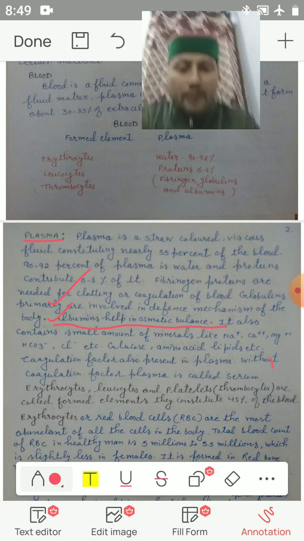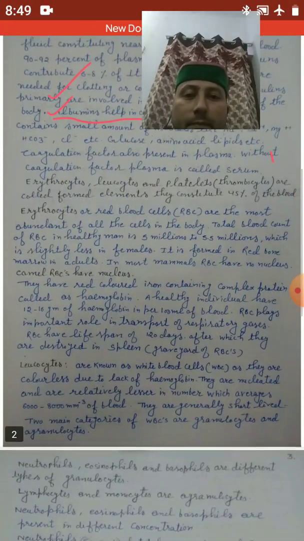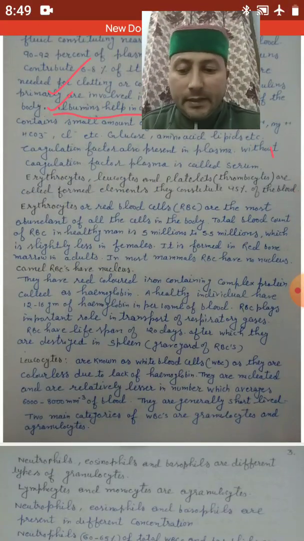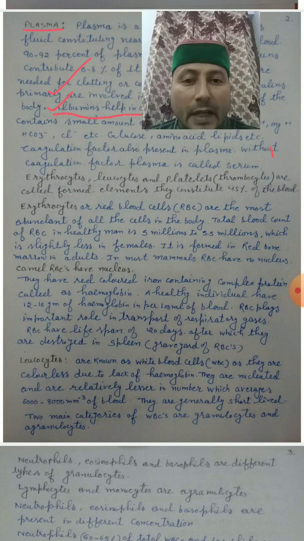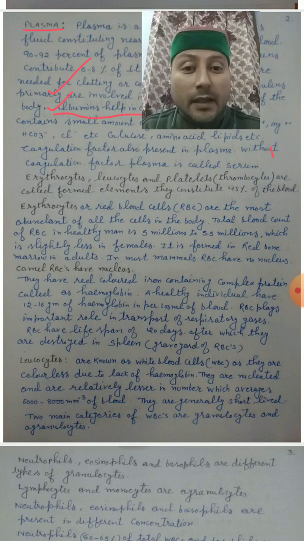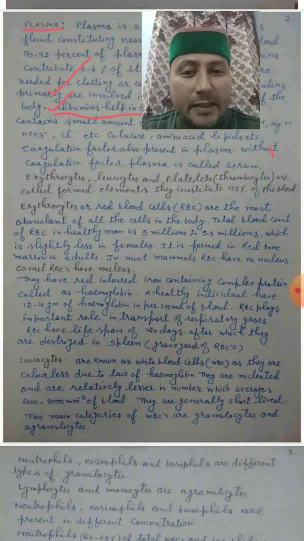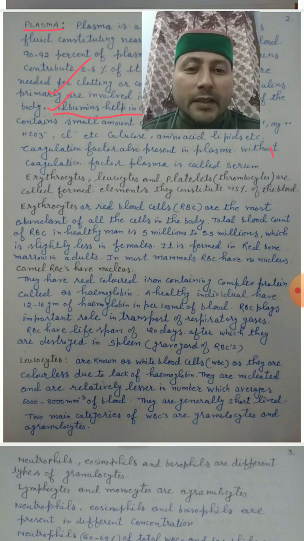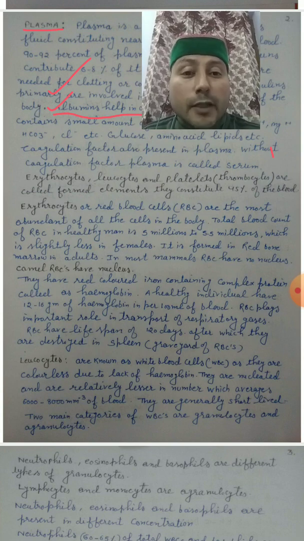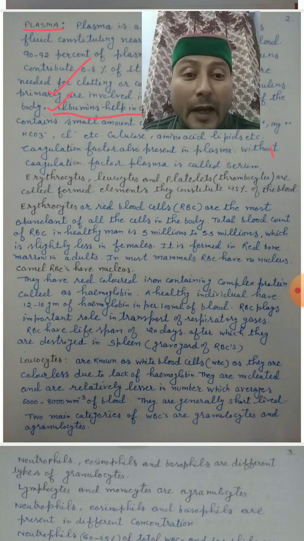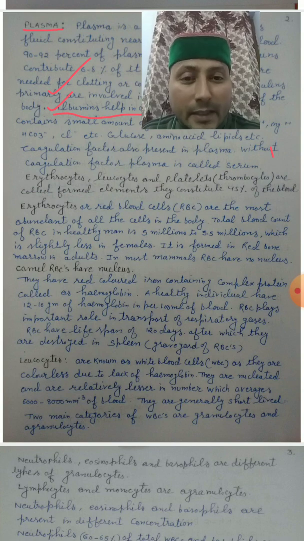Yes. Then next part, when we talk about erythrocytes. When I am talking about erythrocytes, they are simply called, in common language, red blood cells or red blood corpuscles. They are the most abundant of all the cells in the body. The total blood count of RBC in a healthy man is 5 million to 5.5 million, which is slightly less in females. Why is it less in females?